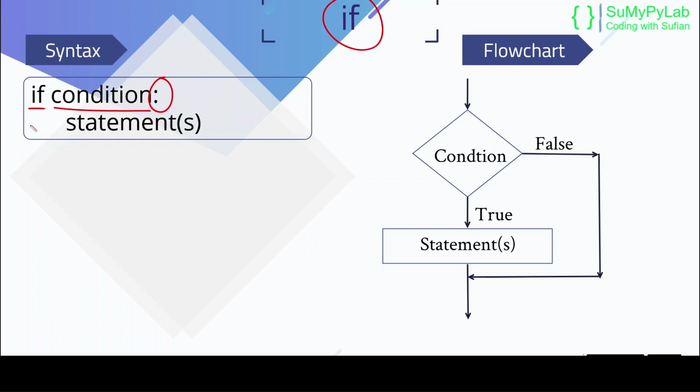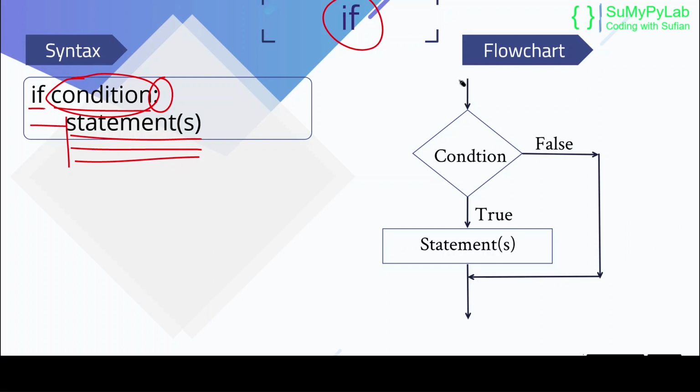Then in new lines, after giving some indent, we need to write one or more statements, and this set of statements is called the block of code for the if statement, and these statements will be executed if this condition is evaluated as true. If the condition is false, then the statements here will be ignored and will not be executed.